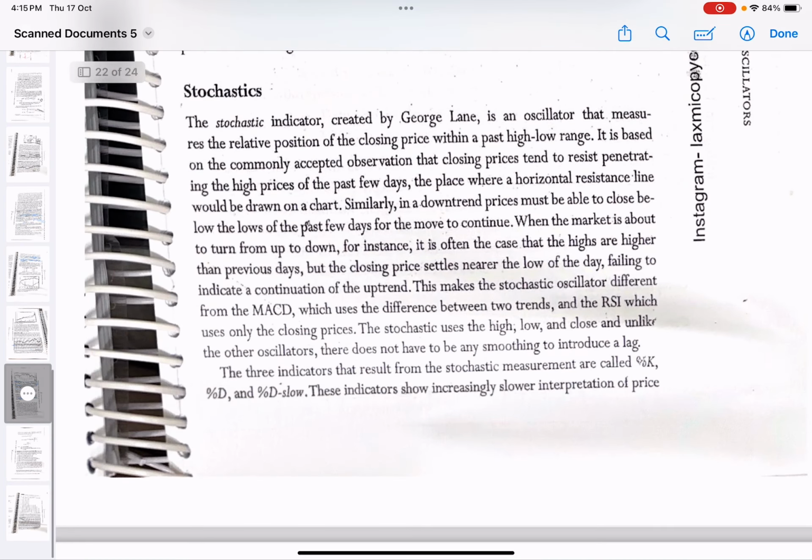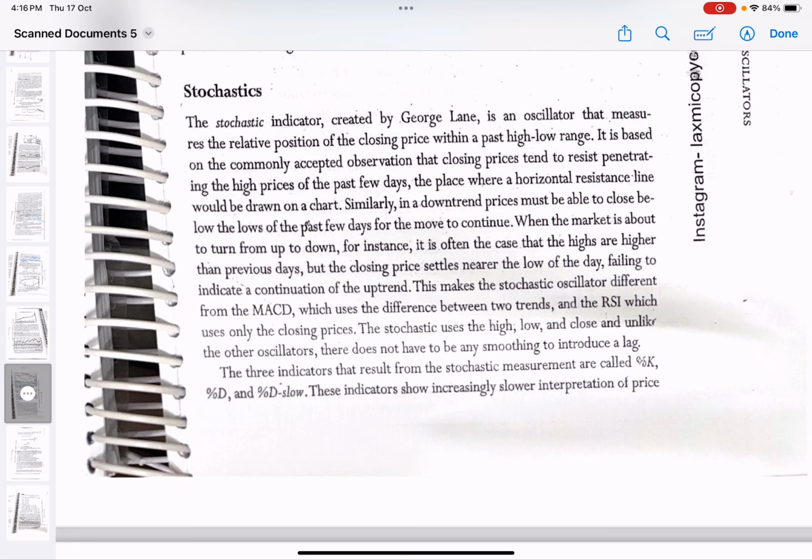Now let's come to stochastic. Stochastic is a very nice indicator, and it was actually created by George Lane. It is an oscillator again, and it basically measures the relative position of the closing price within a past high-low range. So only the closing prices are taken into account when we are talking about the stochastic oscillator. It is based on the commonly accepted observation that closing prices tend to resist penetrating the highs of the past few days, the place where a horizontal resistance would be drawn on a chart.